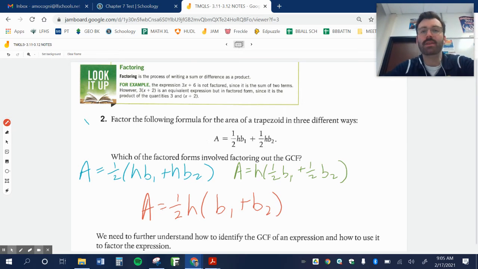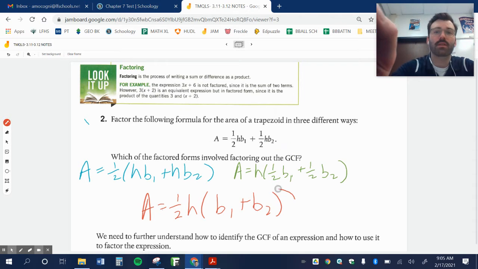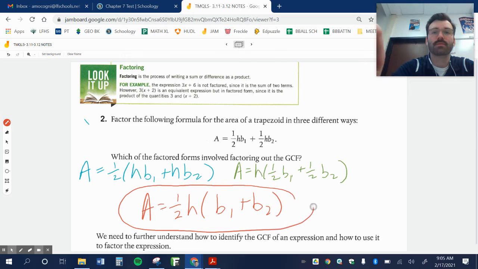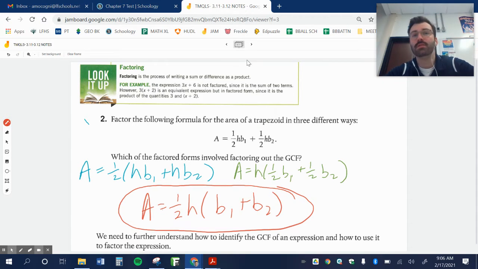Now, of these 3, which of the factored forms involves factoring out the greatest common factor? Well, it's this red one right here. This one does. Why? Because if you look at this blue, both terms inside our parentheses still have an h. If I look at the green, both terms still have a 1/2. So the greatest common factor is the 1/2 h.